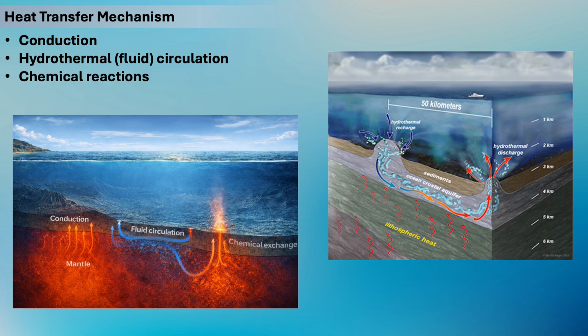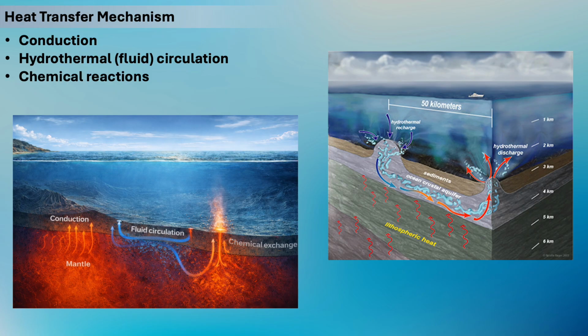The much more important process is hydrothermal circulation, sometimes referred to as fluid circulation. As you can see on the image on the right, seawater penetrates cracks, fractures, and pore spaces in the oceanic crust. As this water moves downward, it is heated by surrounding rock and begins to react chemically with the minerals it encounters. The heated water becomes less dense and rises back toward the sea floor, carrying heat and dissolved chemicals with it.